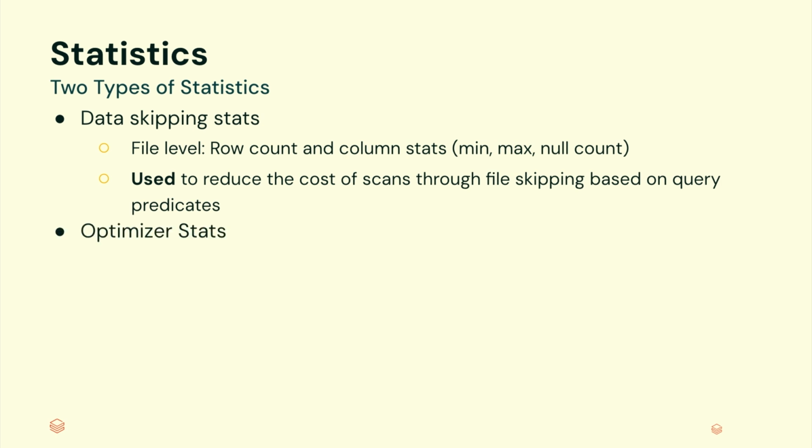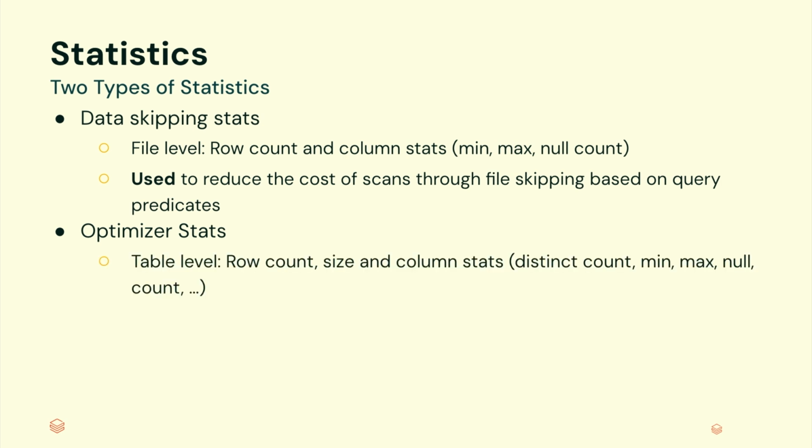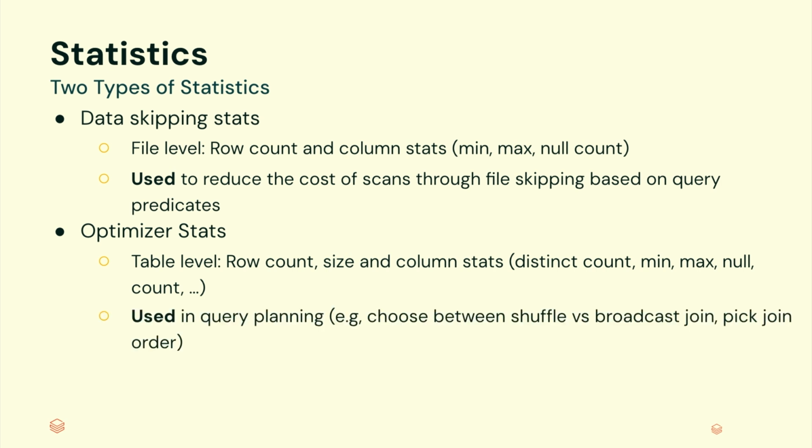And the second one is what we call optimizer stats. These are how many rows are in your table, what's the size of your table, for each of the columns, number of distinct values, number of null counts, and they are used in query planning to pick the right join order and the right join strategy to make sure your queries are actually performant.